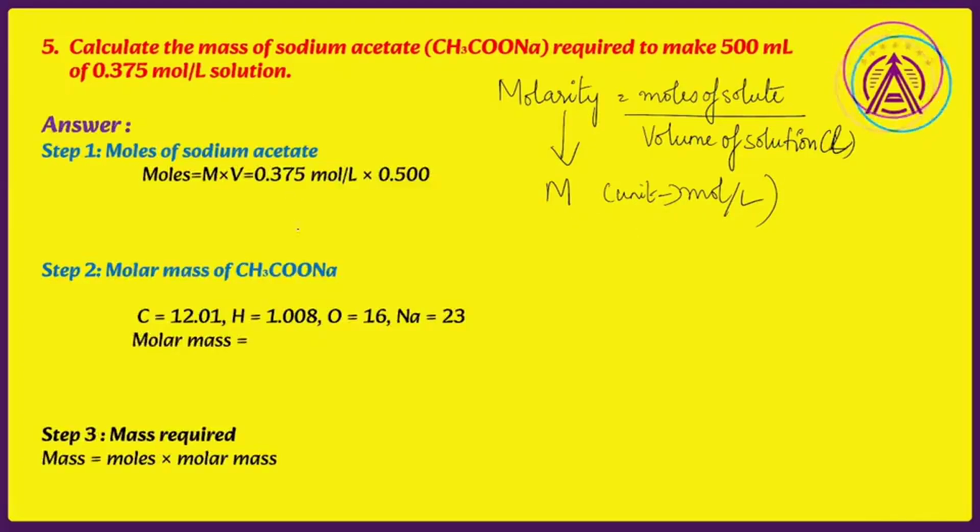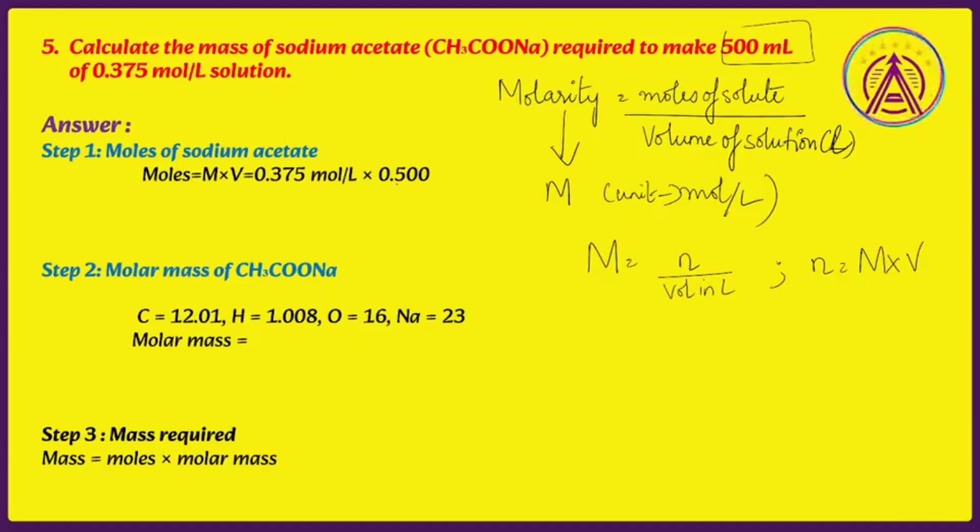Step number 1, let's calculate the moles of sodium acetate. So I told you molarity, or M, is equal to number of moles divided by volume in liters. So moles will be molarity into volume, correct? 500 ml is nothing but half a liter, so I write it as 0.5 liter. Okay, so if I just calculate 0.375 into 0.5, I end up getting my moles as 0.1875.